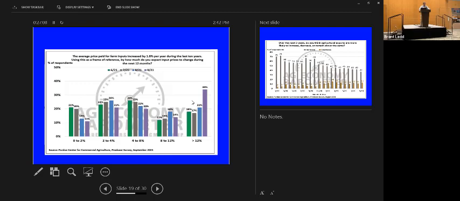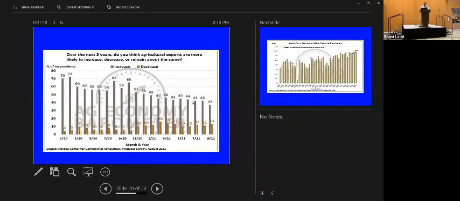Average price paid for farm inputs. This is again from the Purdue survey. The average increase in farm inputs was about 1.8% per year for the most recent 10-year time period. A very large percent of survey respondents think that this year input prices are going to go up by more than 12%. So a lot of concern out there about rising input prices, and I think rightfully so.